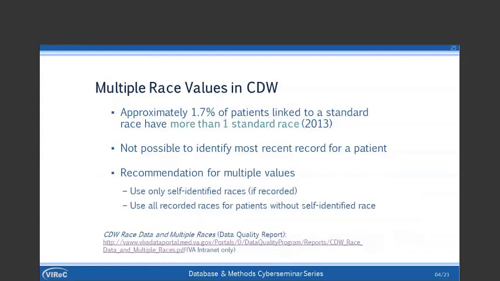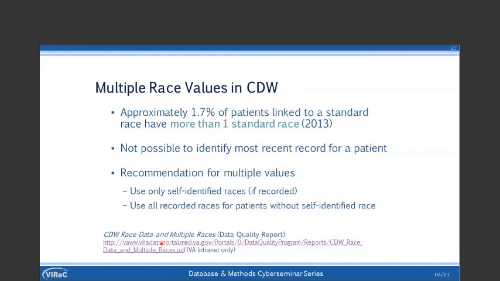We can have multiple values of race in the CDW. This was assessed in 2013 in this guide, the CDW Race Data Multiple Races. At that point in time, they found that almost 2% of patients who had a standard race value had more than one value, and that it wasn't possible to identify the most recent record for a patient.